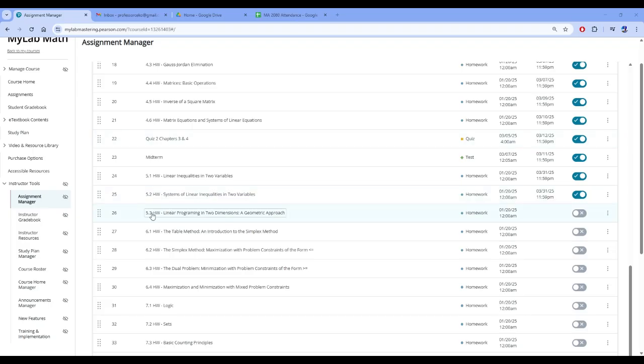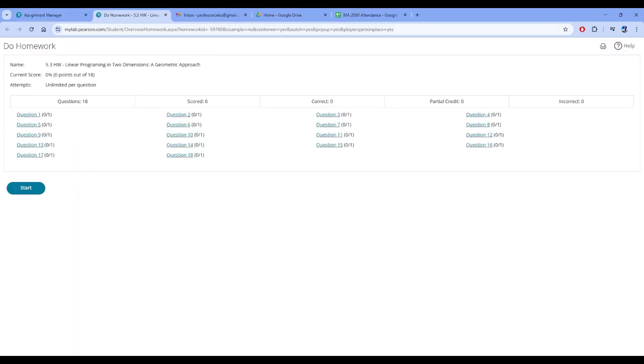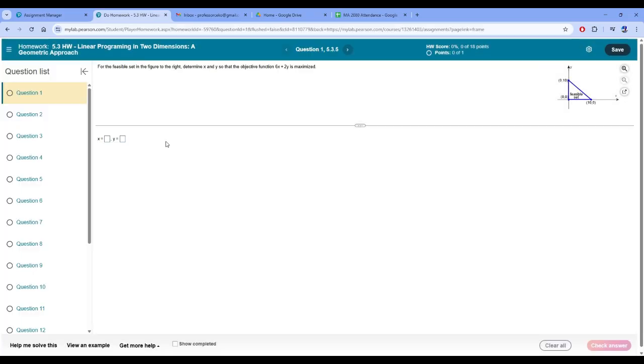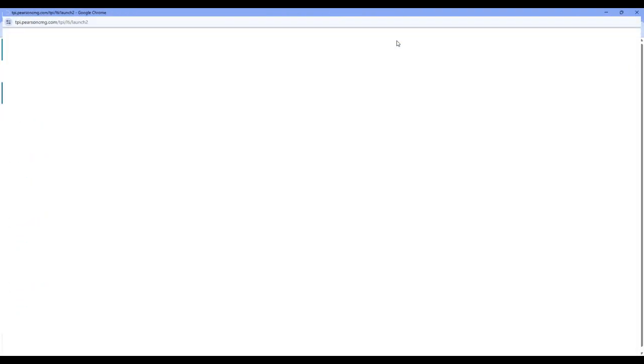So today's lesson is going to be 5.3, Linear Programming in Two Dimensions, a Geometric Approach. So here we go. Let's take a quick preview of what this is going to be. 18 questions. Cool. I'm going to now open up the textbook and let's just take a look at what we got here.